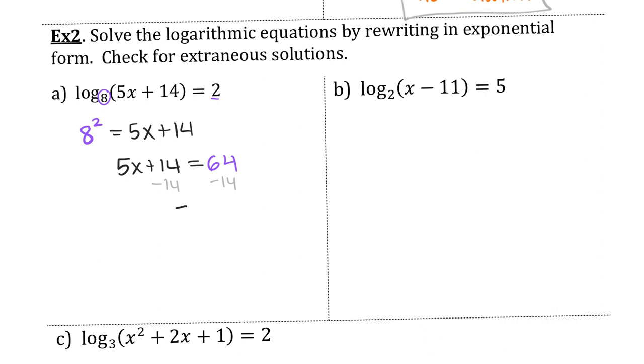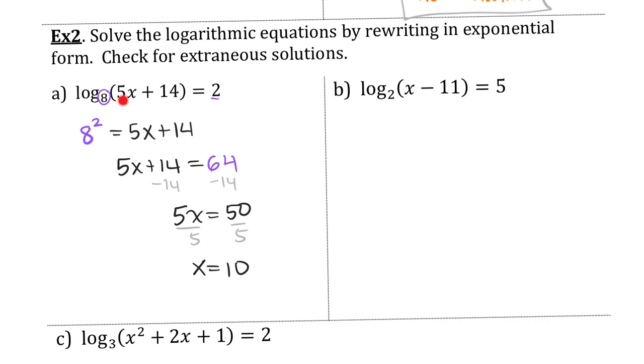So I get 5x equals 50. Let me divide by 5. So I get x equals 10, and I'm pretty confident I did it correctly, but I'm still going to plug it back into the equation, at least mentally, to make sure it's going to be a positive answer.